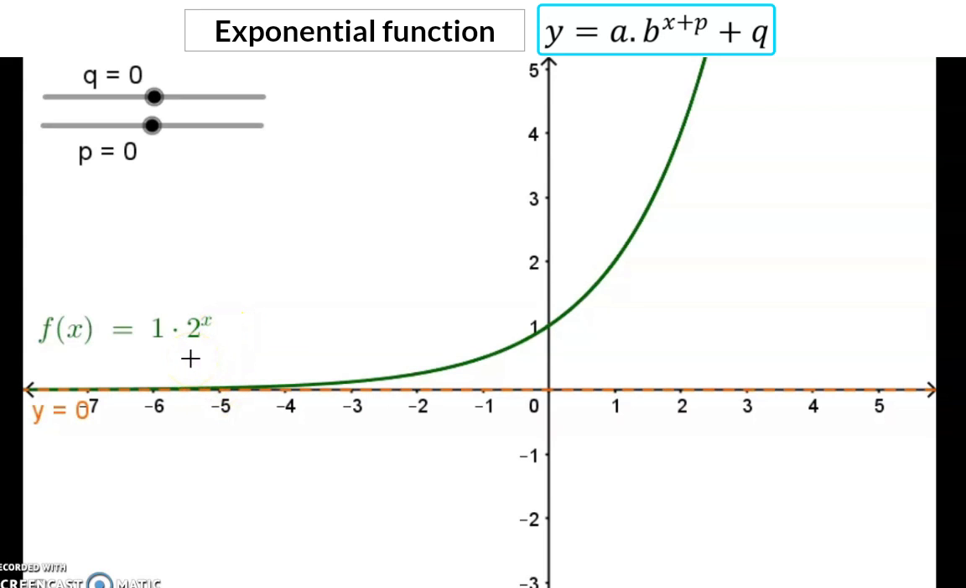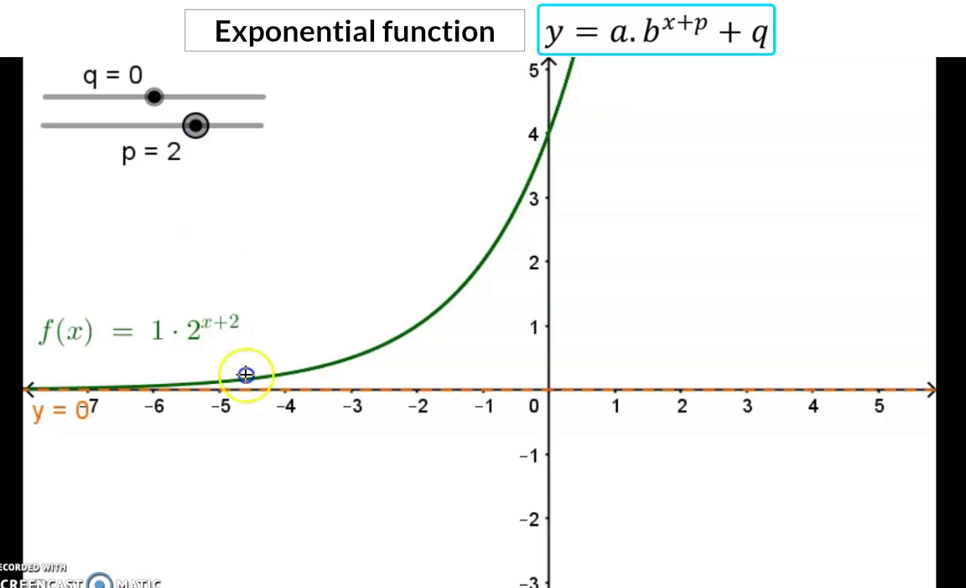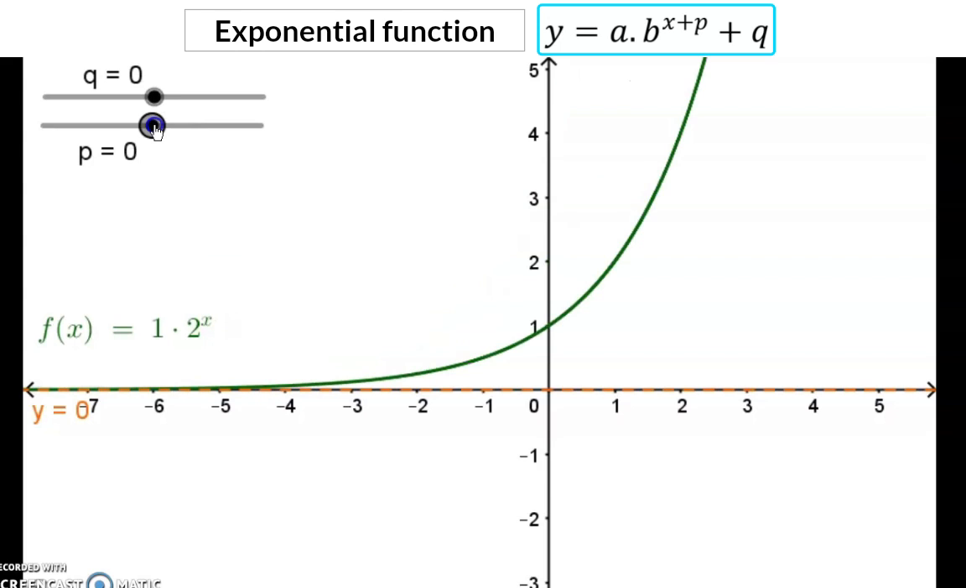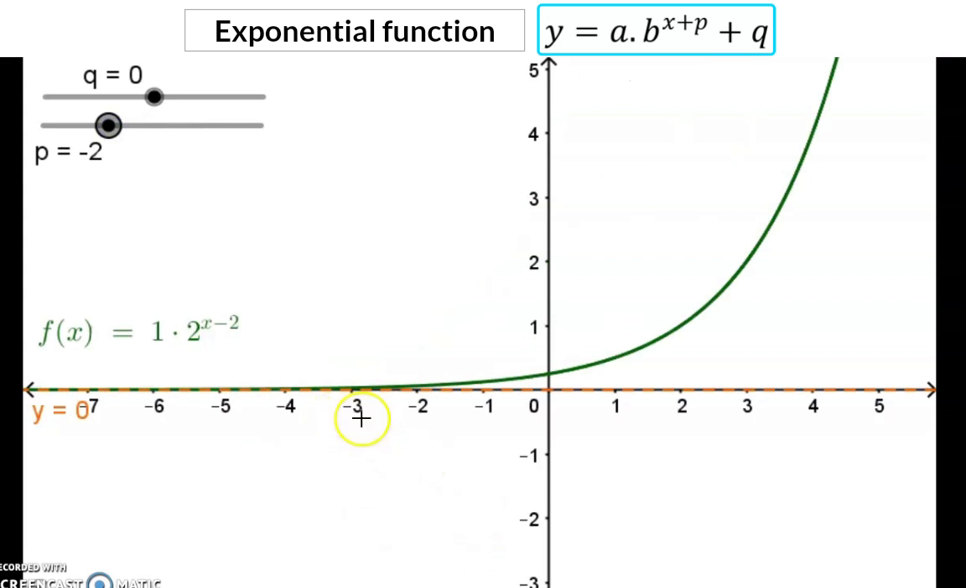From your previous knowledge on graphs, you should know that any value added to x will cause a horizontal translation left or right. And this movement will be in the opposite direction of what you would expect. So when the p-value is positive, the graph will move in the negative direction. And if the p-value is negative, the graph will move in the positive direction to the right.